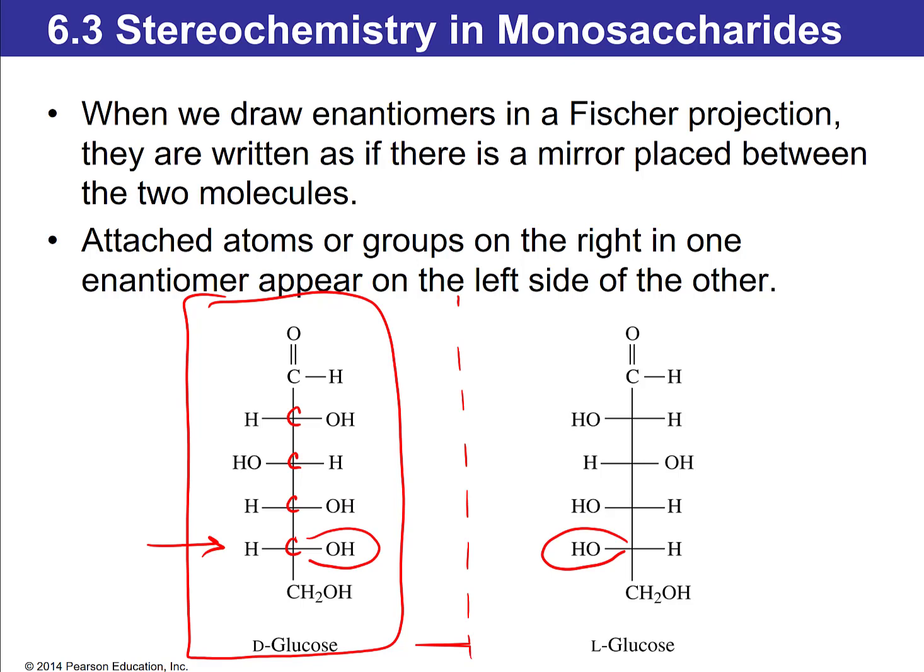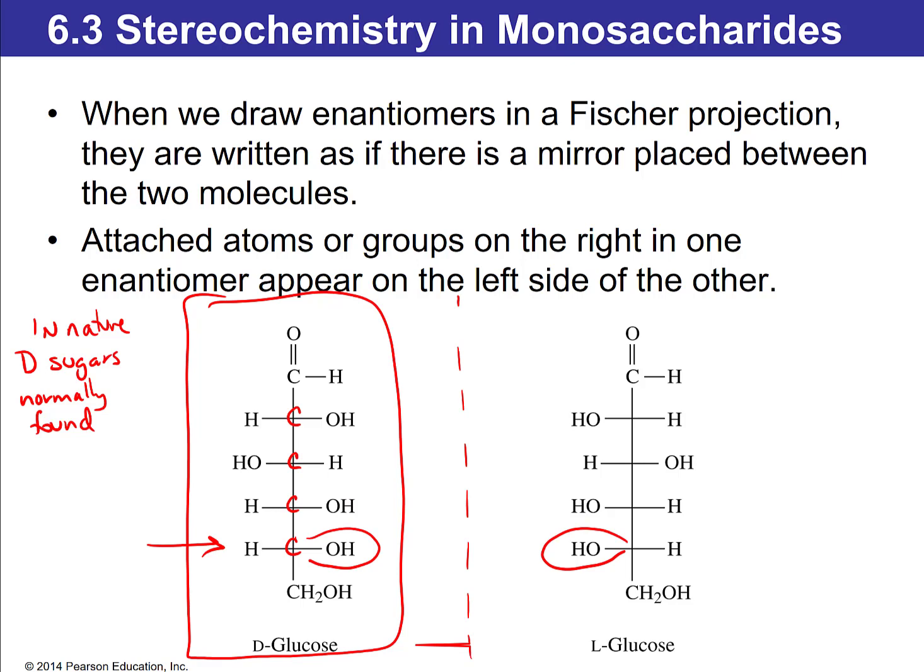D-glucose is the most common form. In fact, in nature, D sugars are the normal. There's not very many L sugars found in nature because the shape is important. And so it has evolved that the shape of the D sugars are used and processed easier.